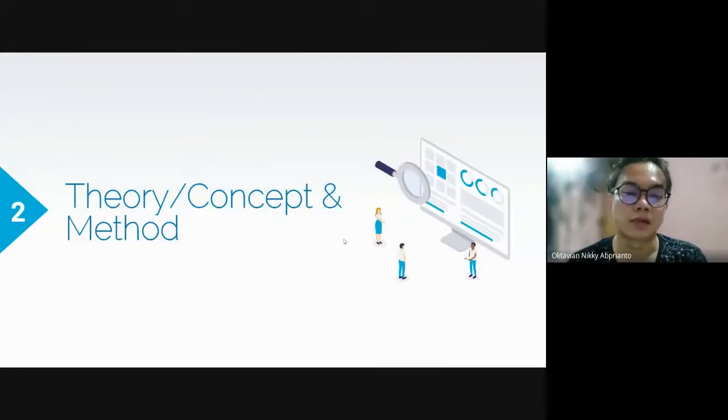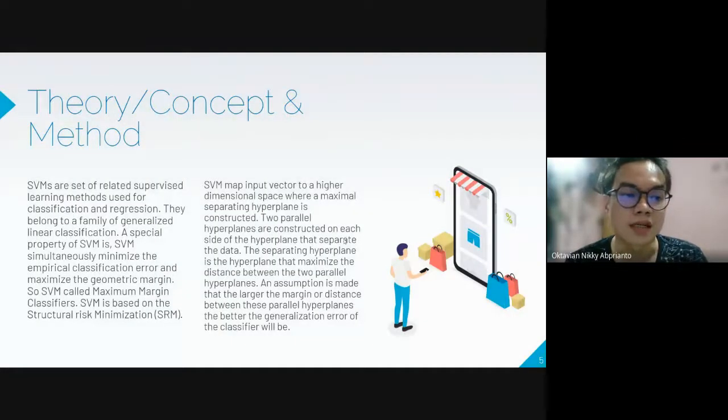The next is about theory or concept and method. SVMs are a set of related supervised learning methods used for classification and regression. They belong to a family of generalized linear classifiers. A special property of SVM is that it simultaneously minimizes the empirical classification error and maximizes the geometric margin. So SVMs are called maximum margin classifiers. SVM is based on structural risk minimization, or SRM.